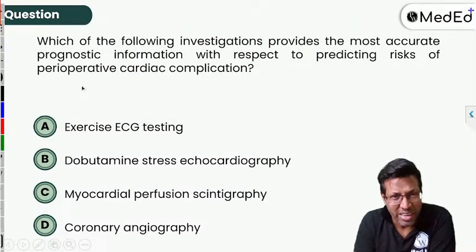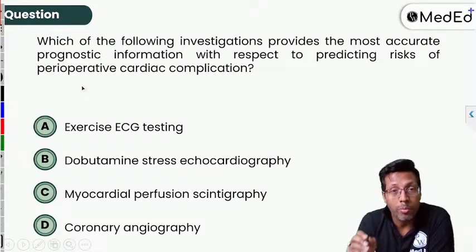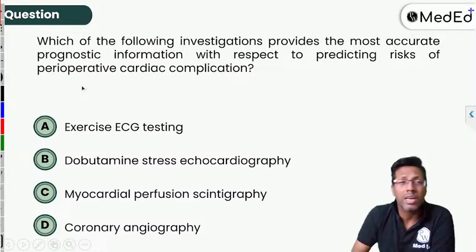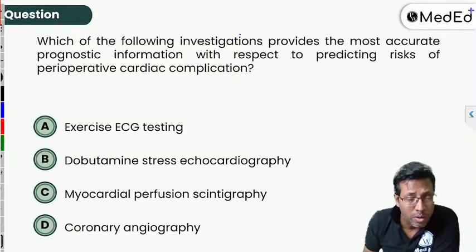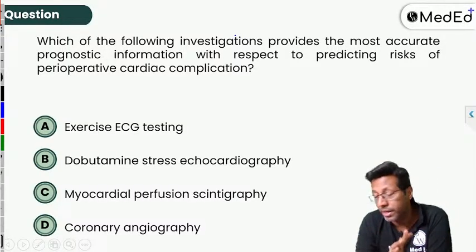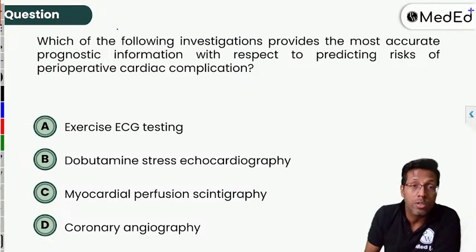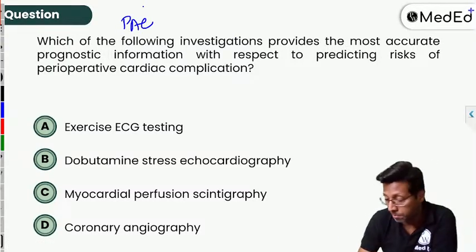Understood. Next question. Which of the following investigations provides the most accurate prognostic information with respect to predicting the risk of a perioperative cardiac complication? This was again an INI-CET question. It's a difficult one, but just think about the answer. I'll tell you what the answer is. We'll not discuss this too much in detail. This was a question based on pre-anesthetic checkup.